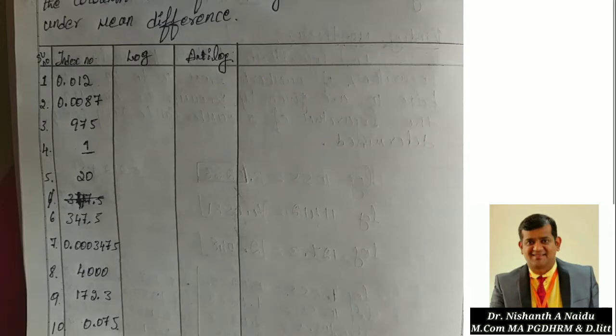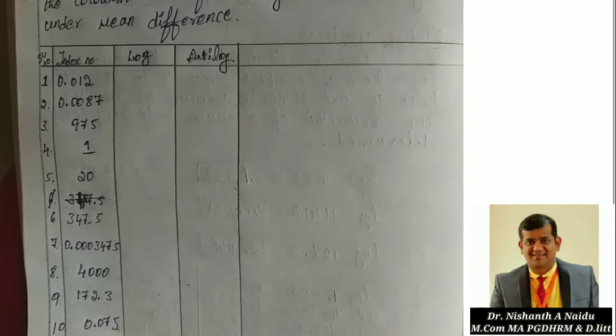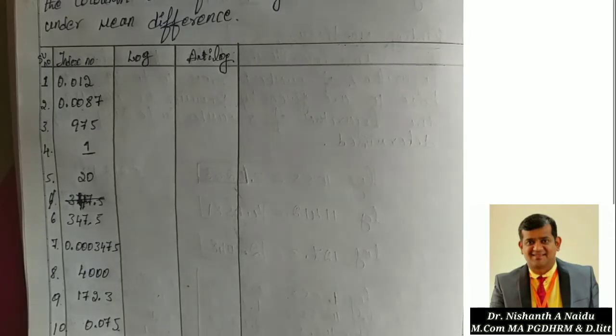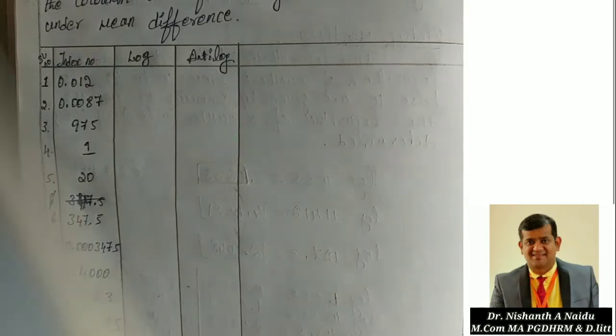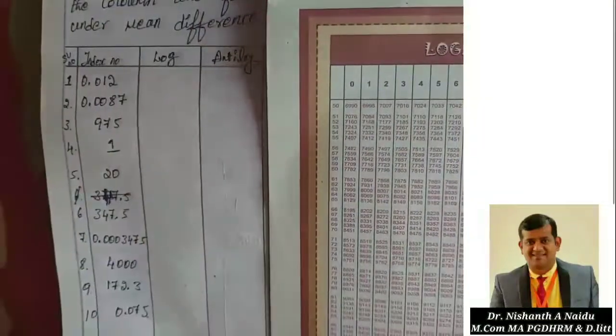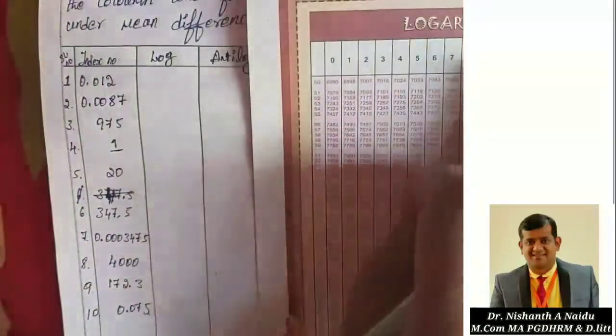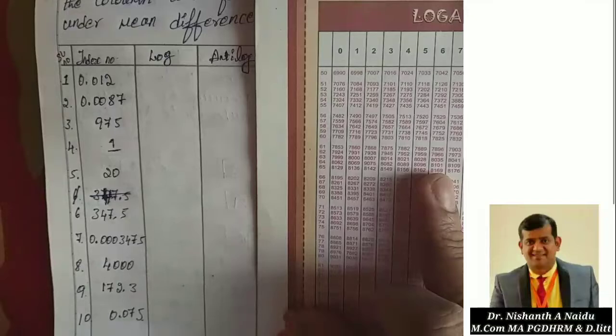Clear? So these are the numbers I have taken directly, so that whenever we calculate, you should understand. First we will identify logs for all these items. See, I have taken logarithms.